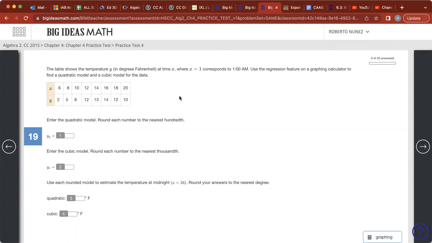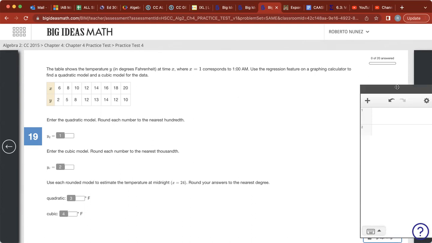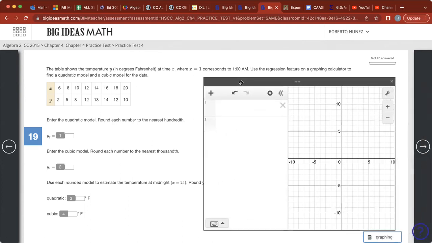We don't know the actual function. We just know the values, right? So we only know this. And then it says enter the quadratic model, round each number to the nearest hundredth. So once again, we're going to need our graphing calculator. So we'll open that.